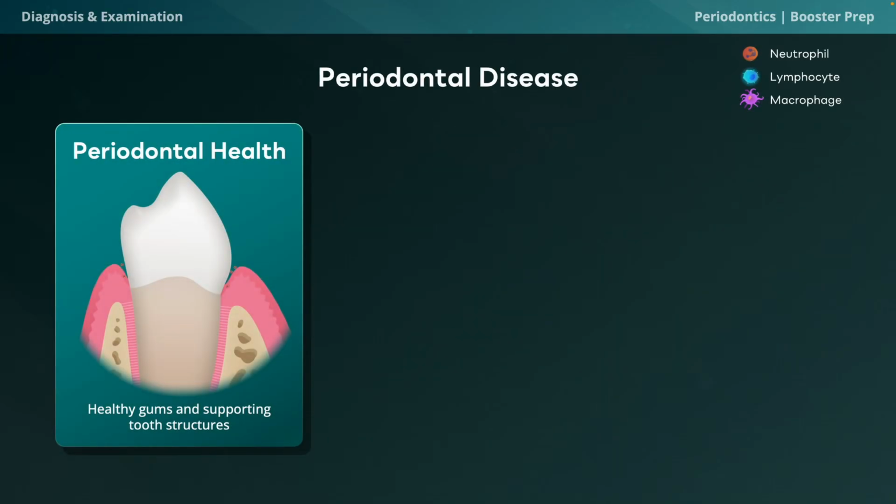The first is periodontal health. Periodontal health is when the gingiva and the supporting tooth structures are healthy. In periodontal health, there's no inflammation, there's no clinical attachment loss, and there's no underlying bone loss either. So you should expect to have probing depths ranging from 1 to 3 millimeters in a patient with periodontal health.